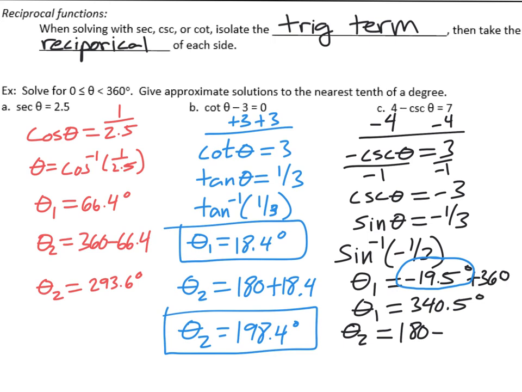340.5, it's not going to work out. It would actually give you another negative answer, which we don't want. It's got to be negative 19.5, which will give us 199.5. Okay?